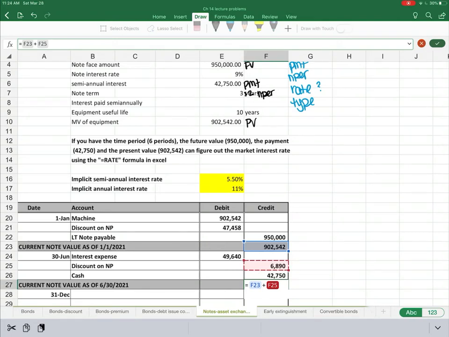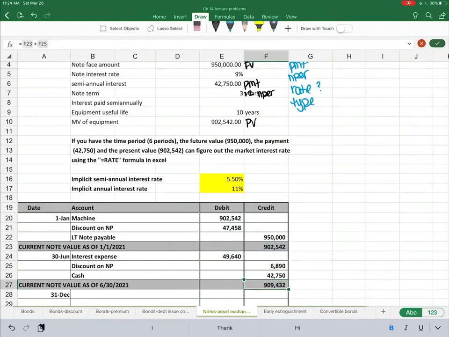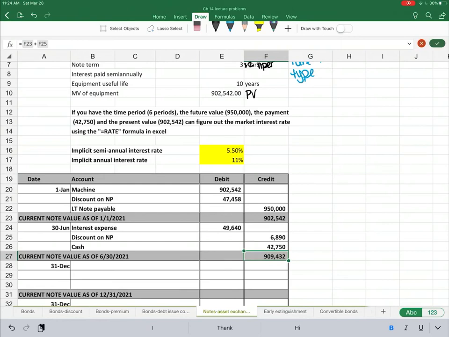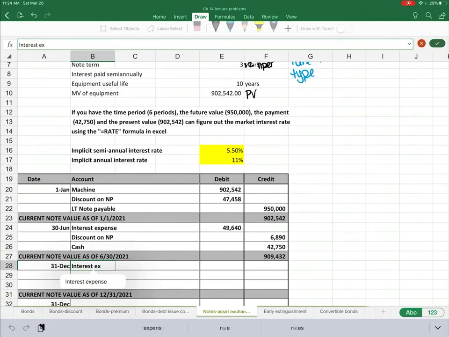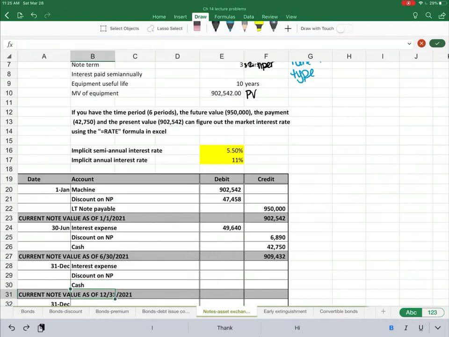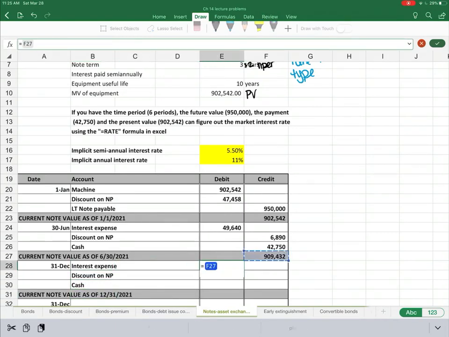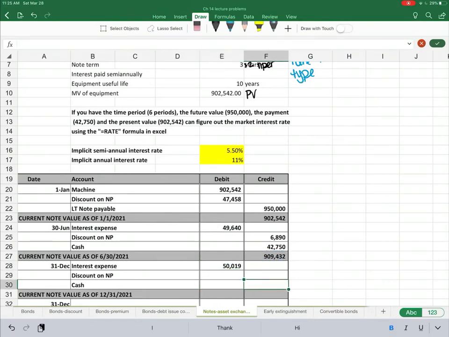So again, as we did with the discount bond problems, we start lower than the face amount and slowly but surely work our way higher. So our new note value is $909,432. If we want to take it one step further and do the next 6-month interest payment, we again on December 31st would calculate interest expense, we would make an adjustment to our discount on note payable, and we would credit cash.